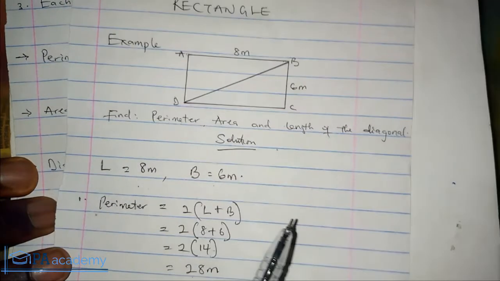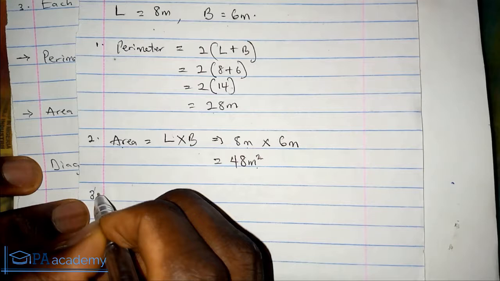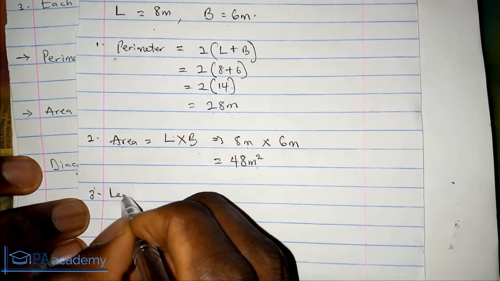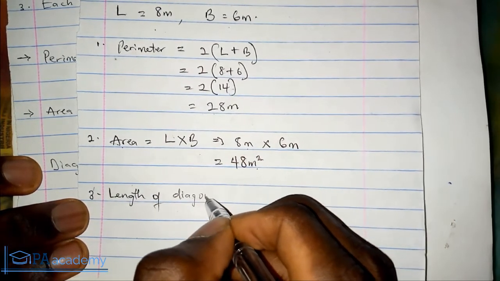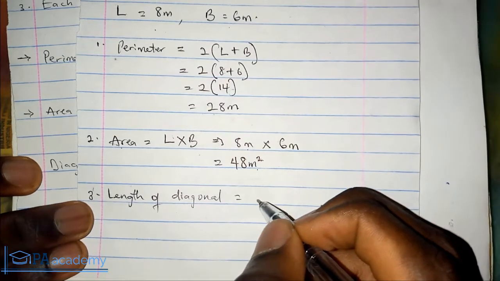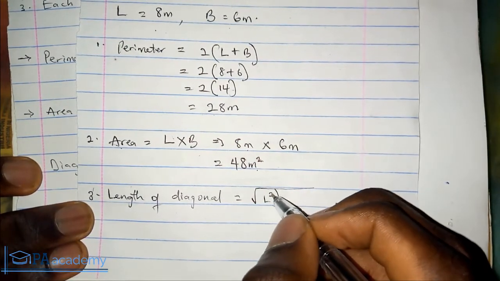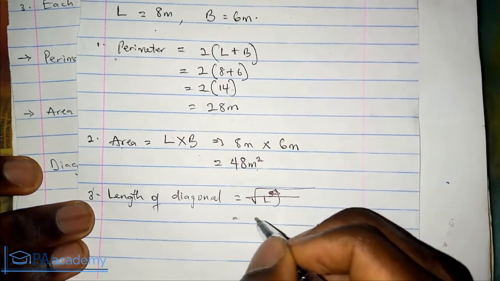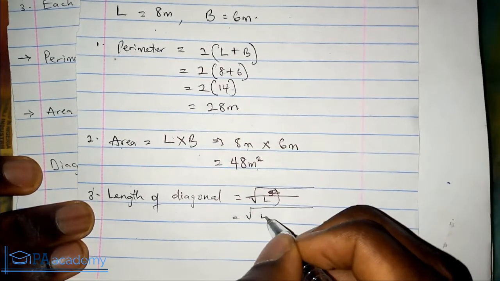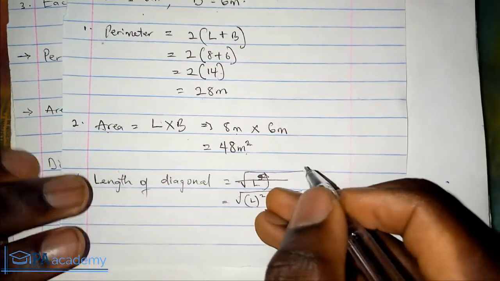So let's look at the third one. We should look for the length of the diagonal. The third one said we should look for what? The length of the diagonal. The length of the diagonal is equal to the square root of the length square plus the breadth square.